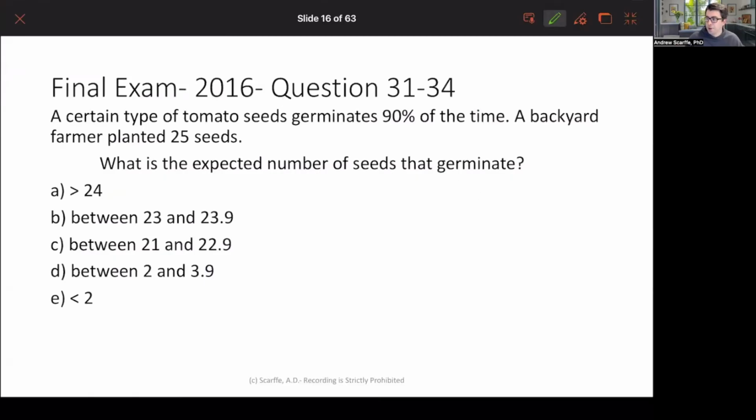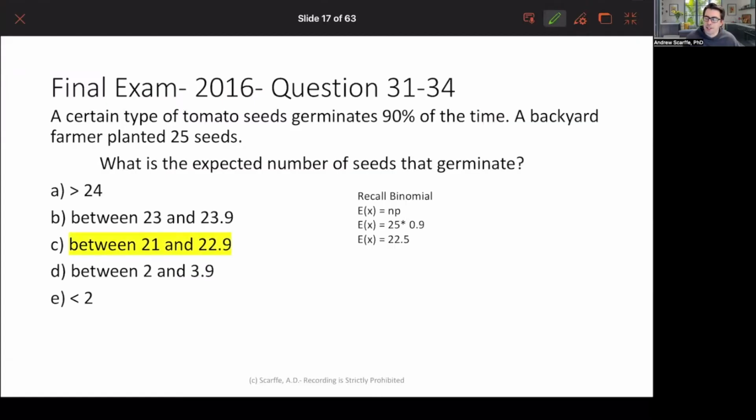This is really quick. Really, I'm giving you 20 seconds. This is an easy mark on your exam that I hope you would get. What is the expected number of seeds that germinate? If you get this question on an exam, just be thankful, take the point and move on.